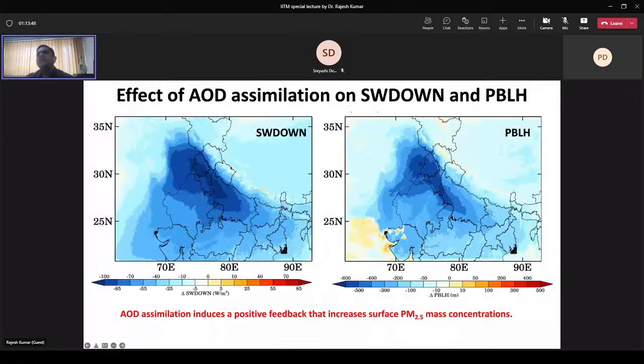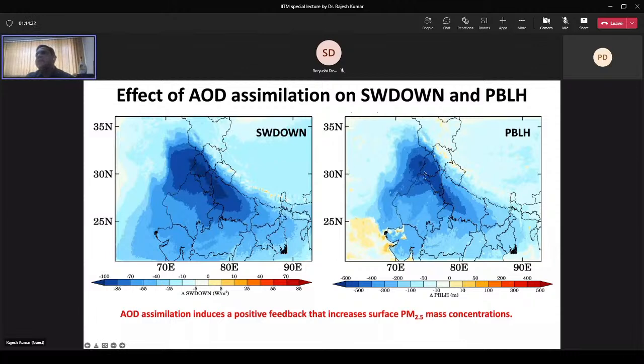This is just a demonstration of changes in the surface reaching shortwave radiation. So over this region where we have the highest pollution, due to the assimilation, we get an average decrease of about 100 watts per meter square. So this is very important for the solar power generation, as we know that we are now moving towards renewable energy resources. So having wrong aerosols in the models can lead to wrong predictions of the solar radiation, which can lead to large losses for the companies that are investing in solar-based energy production.